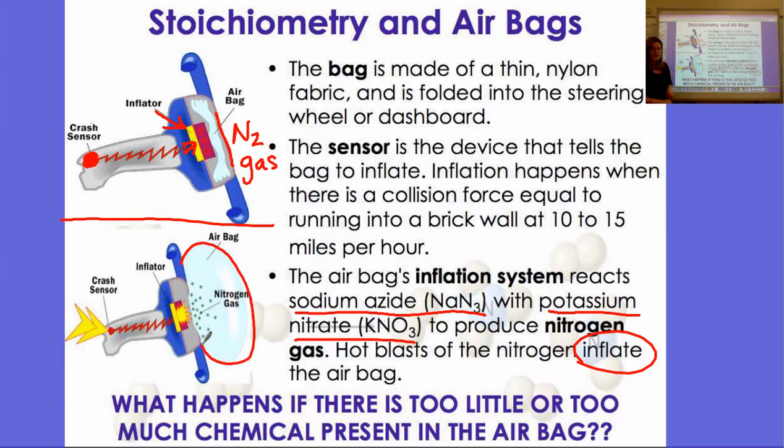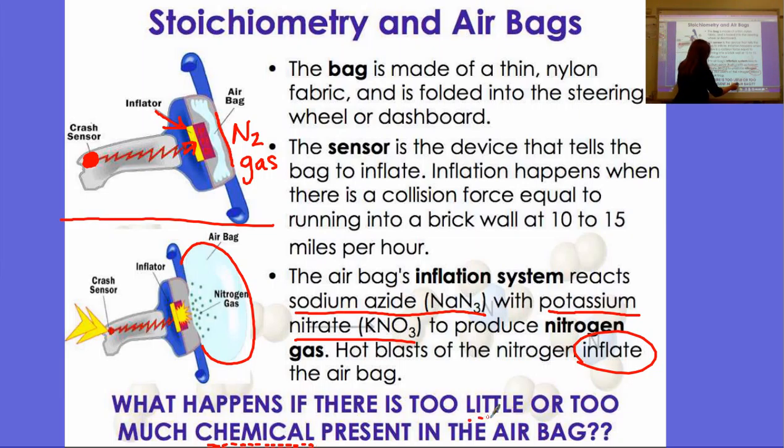full of nitrogen gas. Now, how are we using stoichiometry to calculate what I need? What if there's too much of those chemicals when the signal is sent to the inflator? What might happen to the bag? Perhaps it gets too big. Perhaps it breaks. We don't want the bag to explode. We want the bag to inflate just at a proper amount so that if you happen to hit your head on it, it's a nice cushion as opposed to the solid steering wheel.